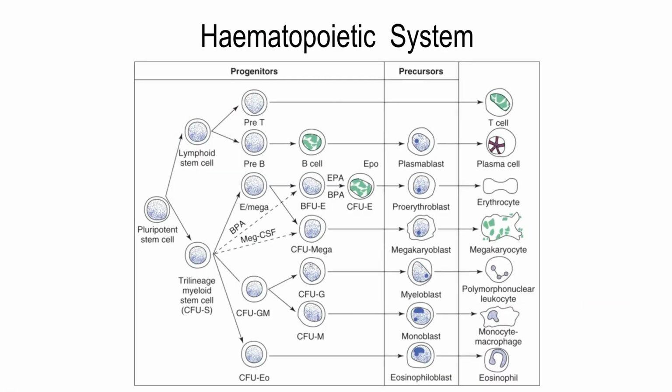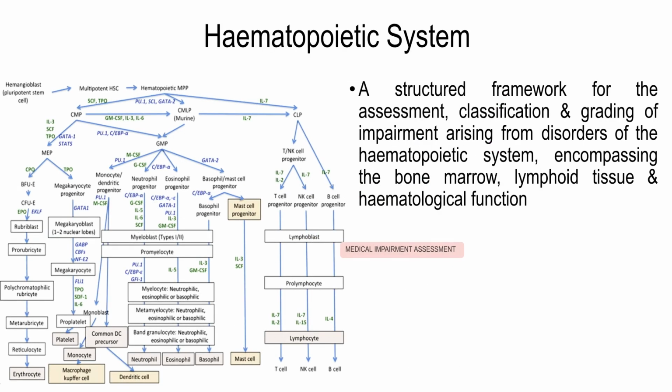This video will introduce the hematopoietic system and the framework for assessing impairment arising from its disorders. The diagram illustrates the formation of blood cellular components from hematopoietic stem cells. The hematopoietic system impairment assessment uses a structured framework for classification and grading. It covers disorders of the bone marrow, lymphoid tissue, and hematological function.